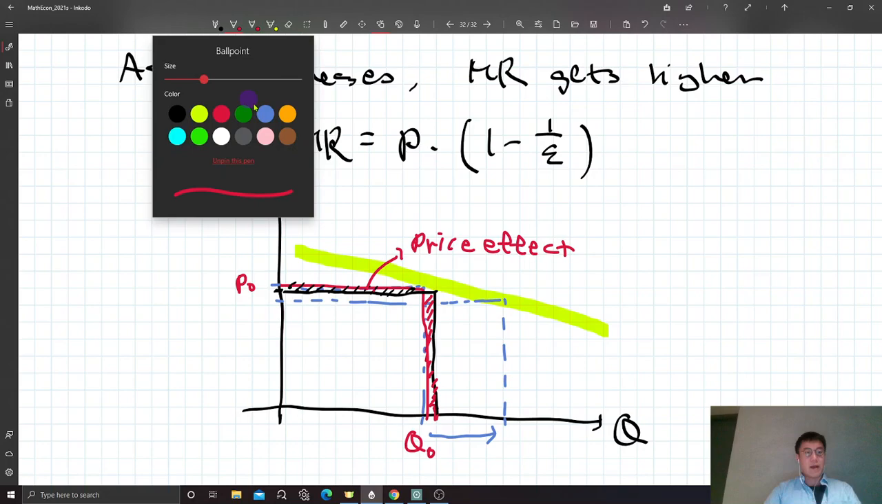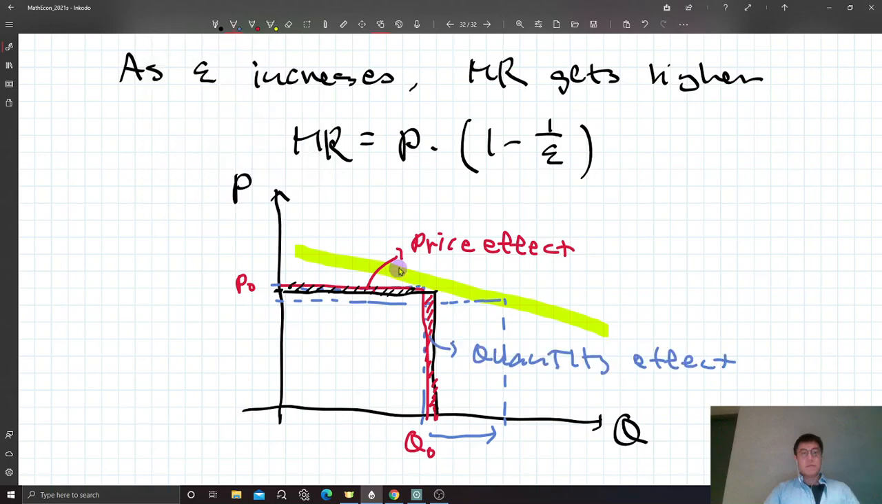So when the demand function looks like this, so price elasticity is really high, then you can easily see that this quantity effect overwhelms the price effect, so marginal revenue will increase. Okay, so that is the intuition behind this positive relationship between marginal revenue and price elasticity. When elasticity is really high, the quantity effect overwhelms the price effect.